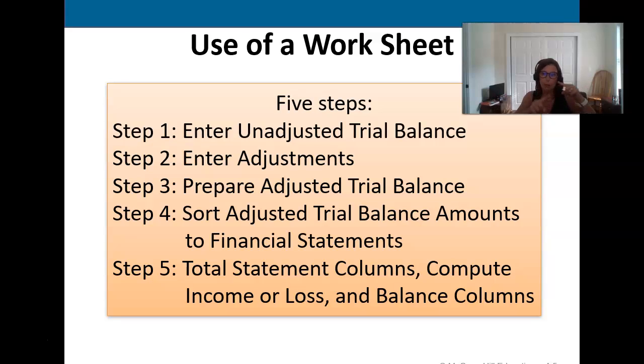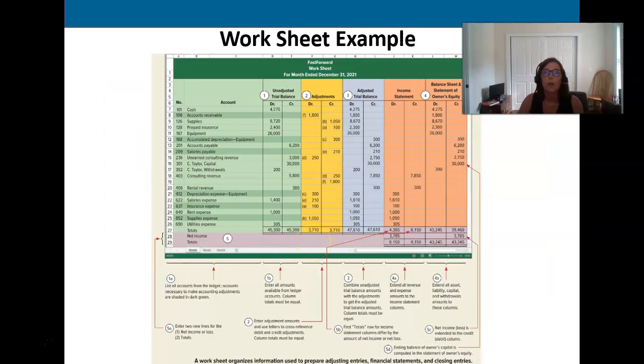And what you will do from the adjusted trial balance is take those items that belong on the income statement, your revenue and your expenses, and those will go into the corresponding debit and credit columns of the income statement column that you just created. And then you'll do the same thing for the balance sheet column. You'll have your assets, your liabilities, your owner's equity, and those will similarly get carried over into the balance sheet column. And this is what that looks like.